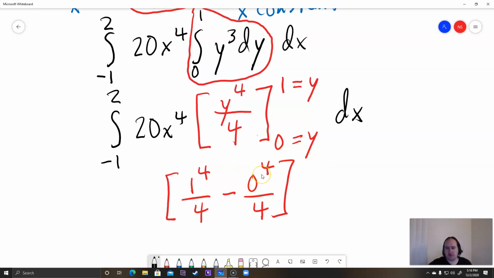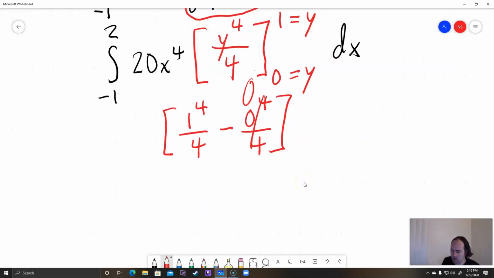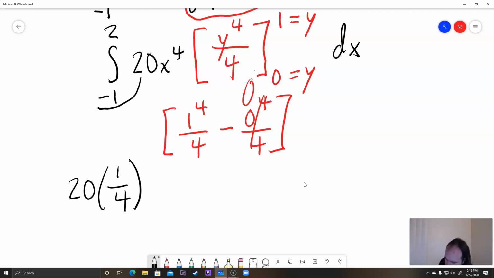So 0 to the fourth is just 0. So the second term is just 0. And 1 to the fourth is 1. So we literally just have 1/4 here. Okay? So we actually have 20 times 1/4. That's a constant that we can bring out front. I'm going ahead and factoring out the 20, and I'm also factoring out the 1/4 because that fourth power doesn't do anything. And then we're left with our outer integral. So our outer integral goes from -1 to 2, and that's for x to the fourth dx.